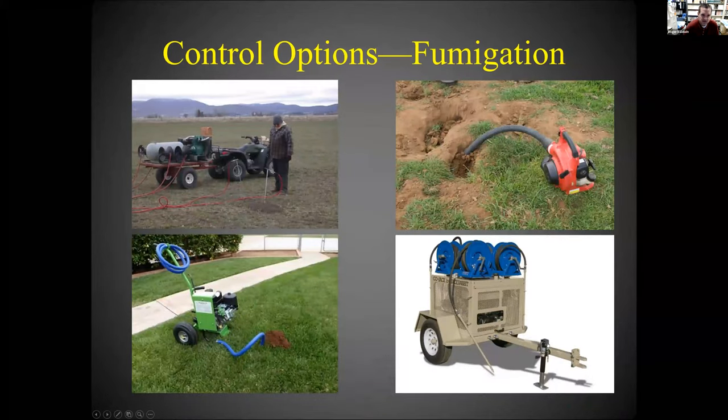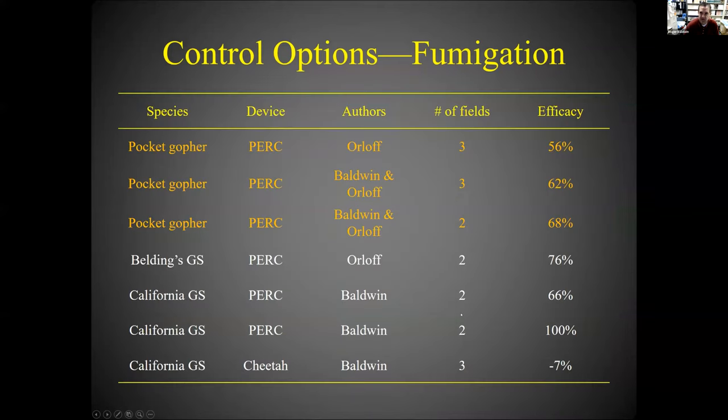And then lastly, we do have pressurized exhaust machines, such as the PERC machine, the Cheetah Rodent Control, the Burrow RX, or the CO Jack, which all inject exhaust, which is heavy with carbon monoxide, to asphyxiate the animal. They work moderately well for gophers, about 60 to 65% efficacy for gophers. So there's some better tools, but they do allow you to treat areas pretty rapidly. And so I do think they're a viable tool for gopher management.